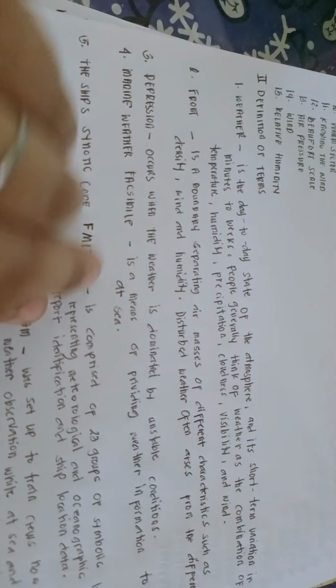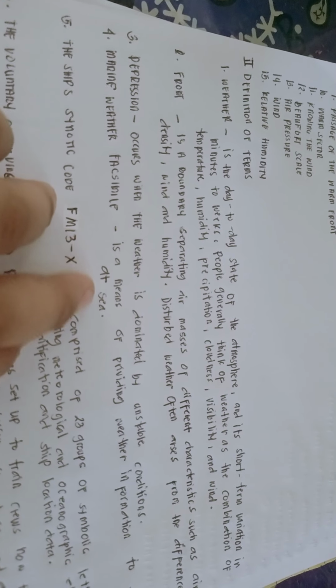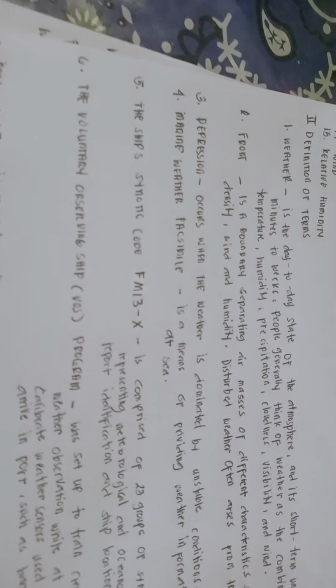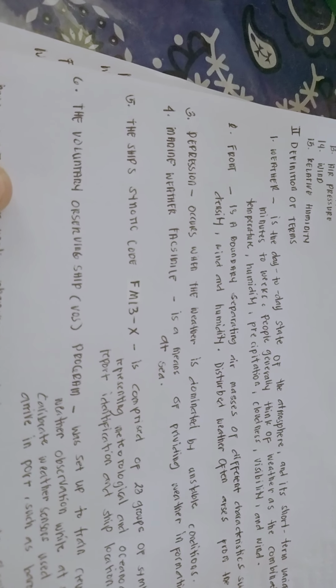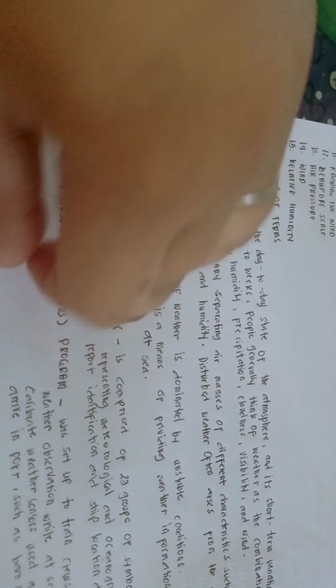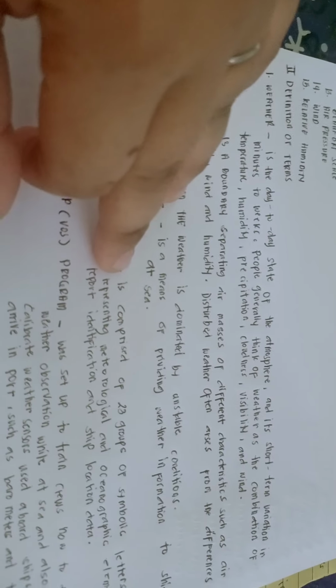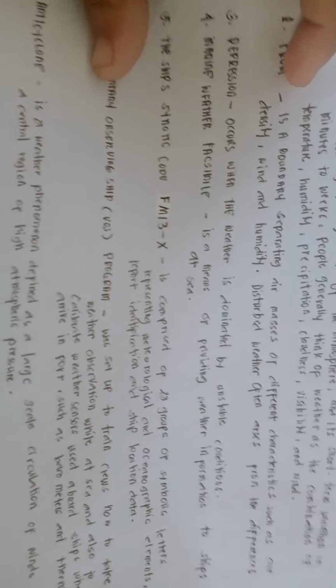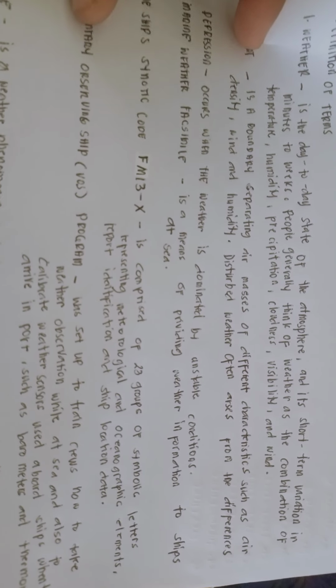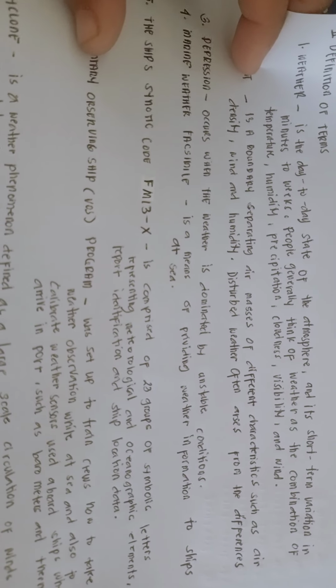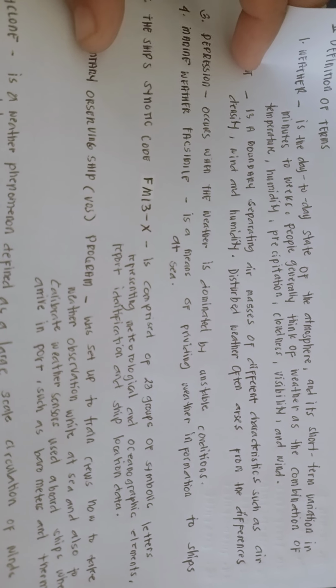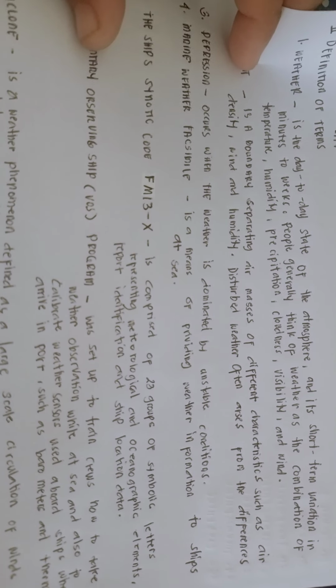Number 4, marine weather is a means of providing weather information to ships at sea. Number 5, the ship synoptic code FM 13-X is comprised of 23 groups of symbolic letters representing meteorological and oceanographic elements, report identification, and ship location data.